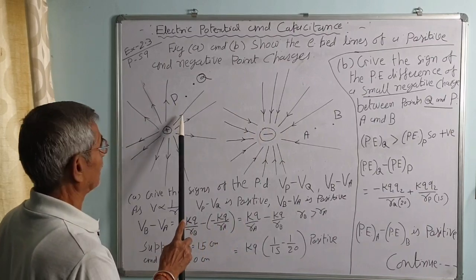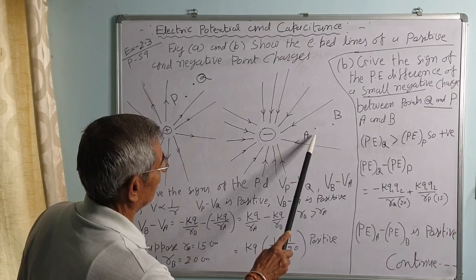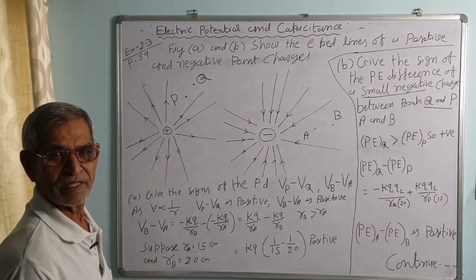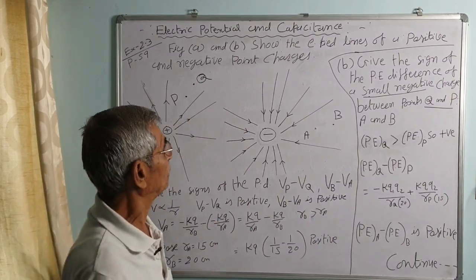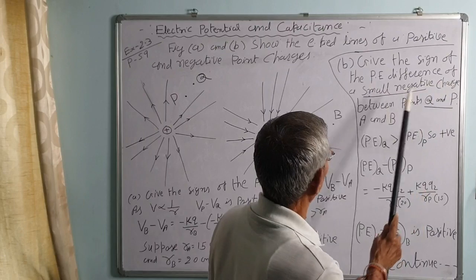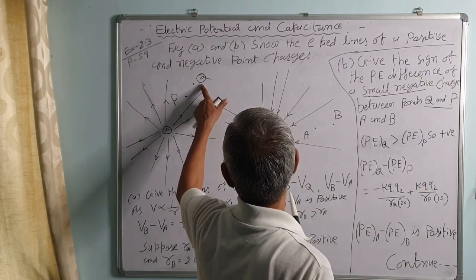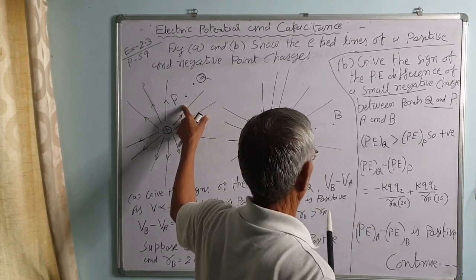But as in this case, suppose it is Vp minus Vq, this is Va minus Vb, then it will be negative because it is a negative charge. Just compare these two. Next one, give the sign of the potential energy difference of a small negative charge between the point Q and P.